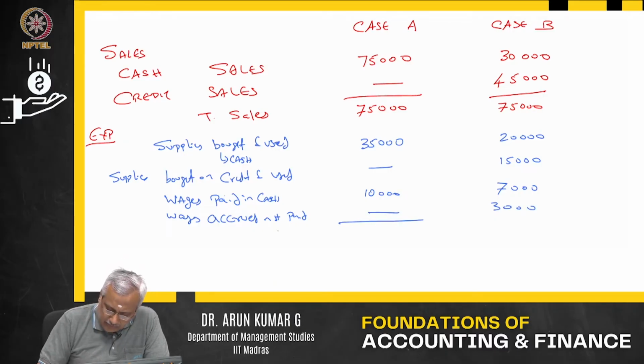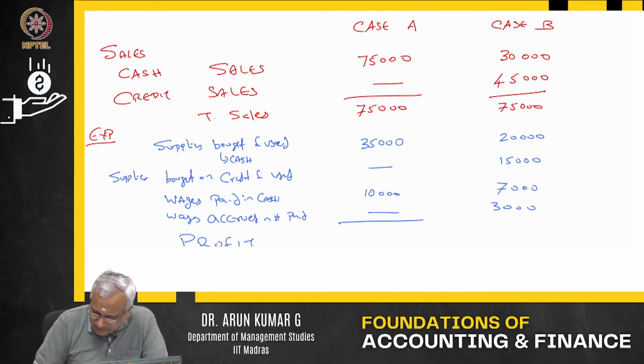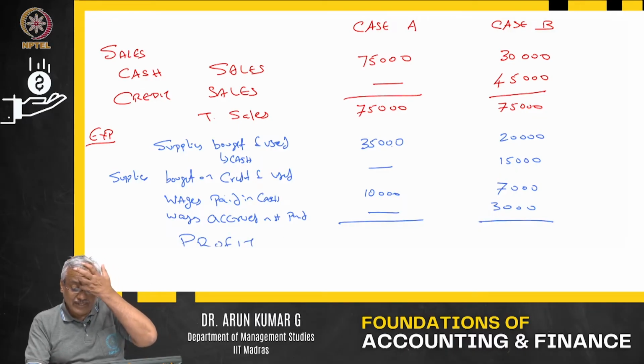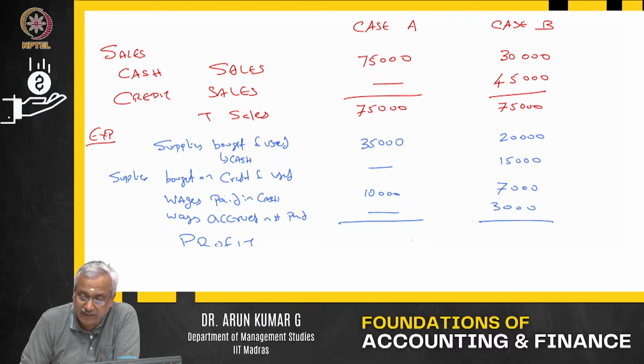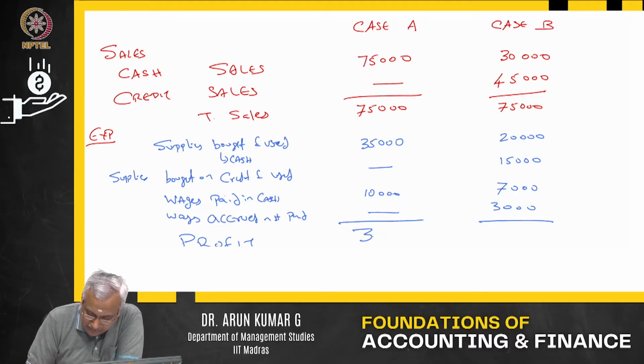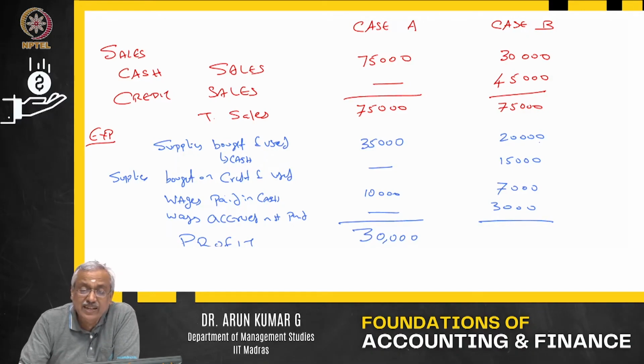Now, let us look at the profit. No tax, nothing, ignore it. 75 minus 35 minus 10. 75 minus basically 45,000, that will be equal to 30,000 is the profit out here. Case B, 75 minus 20, 55, 55 minus 15 is 40, 40 minus 10 is the same 30,000.